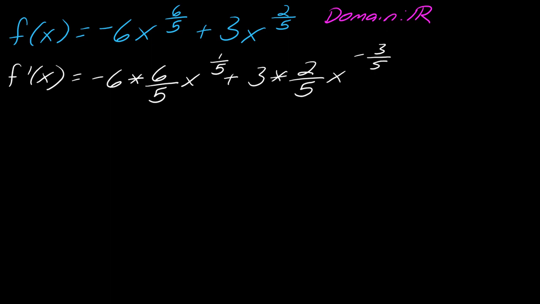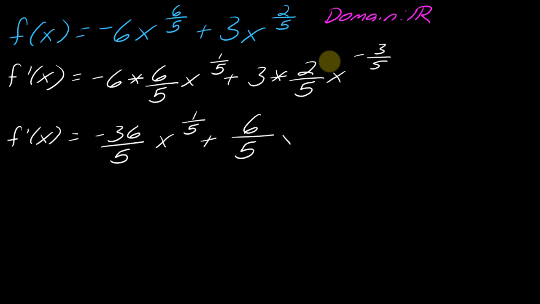Okay, so there are a lot of different ways that you can now deal with this situation. In one video, I like to personally factor things out, so I'll show you that, but I'll show you another way, and you choose the way that you like best. First things first, I've got to multiply all this stuff together. So I've got negative 36 over 5 x to the 1/5 plus 6 over 5 x to the negative 3 over 5.